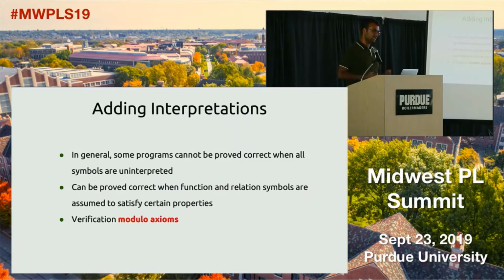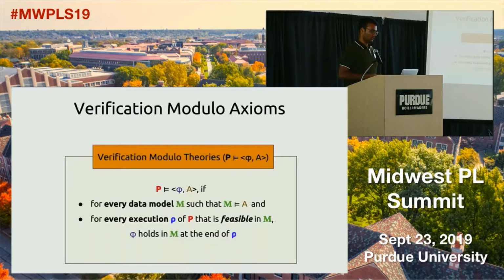And that gives rise to this question of verification modulo axioms. And this is the corresponding question. So now we have the program P, a postcondition phi, and also a set of axioms that constrain your function symbols and relation symbols. And now you want to ask, is it the case that for all models that also satisfy the axioms, the postcondition is true at the end of every execution? This is what the verification question becomes.